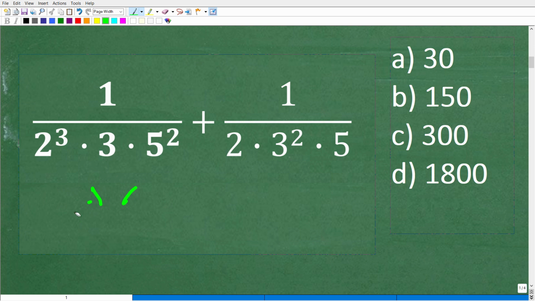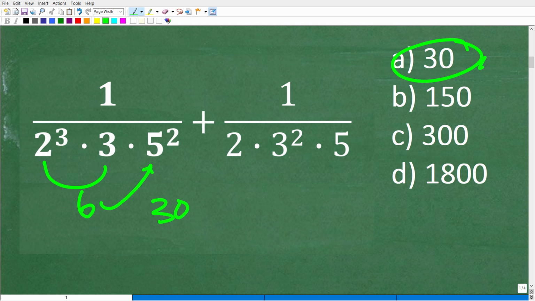But some people might say, well, let's see here. I'm going to look at the answer 30. Maybe it's 2 times 3, that's 6, times this 5. That gives me 30. That looks pretty good. Well, that is wrong as well. But again, if you don't know, and this is a multiple choice exam, take a guess, right? That's definitely not a bad thing.